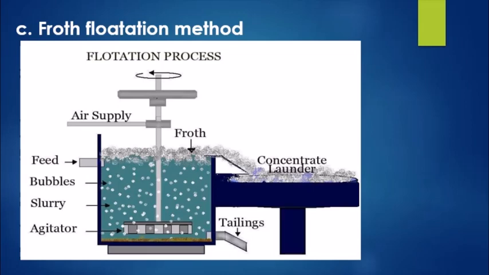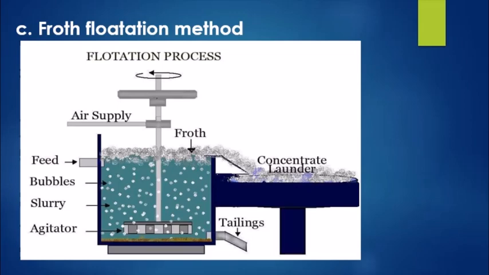So here the particles of the metals, sulfides, due to their hydrophobic property get wetted mainly with oil, while due to hydrophilic property, the gangue particles get dissolved with water. Now, by using these properties, certain ores are concentrated by the froth flotation method.